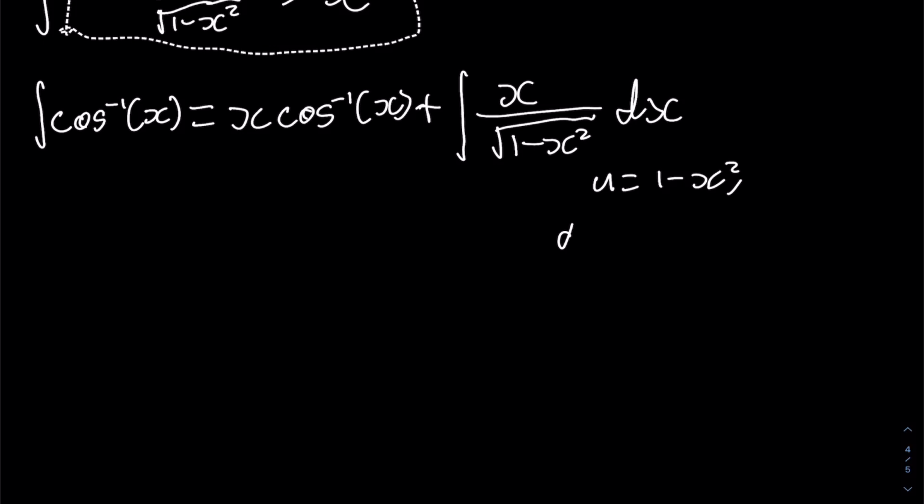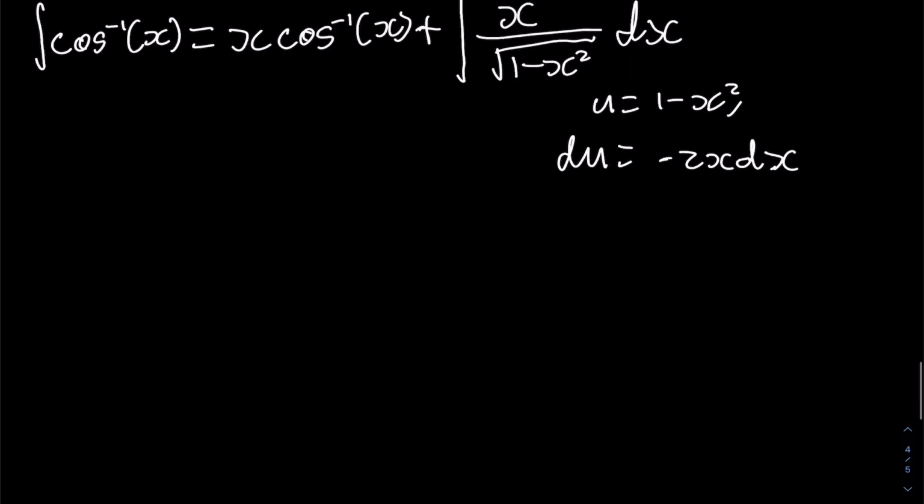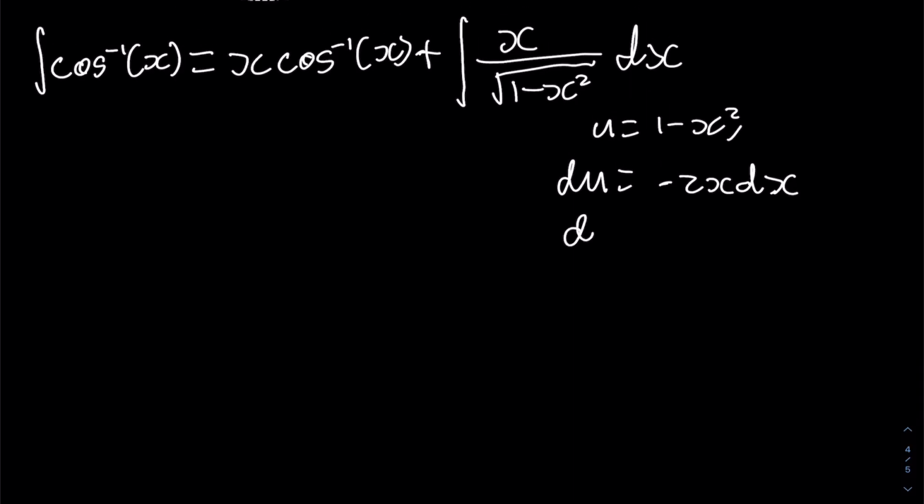Then taking du, we take the derivative with respect to x on both sides. We get du, and then the derivative of 1 minus x squared: the derivative of 1 is 0, and the derivative of minus x squared is minus 2x, just our favorite power rule, then multiplied by dx. Now we need to isolate dx, so we see that dx is equal to negative du by 2x.